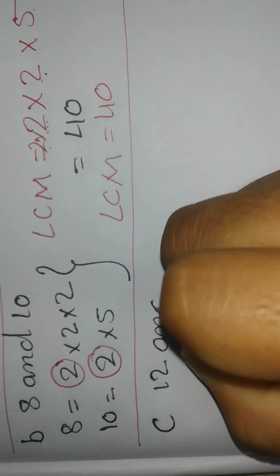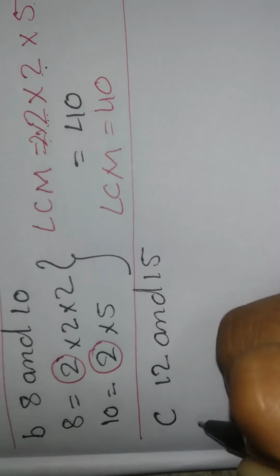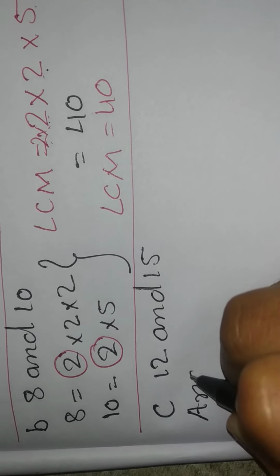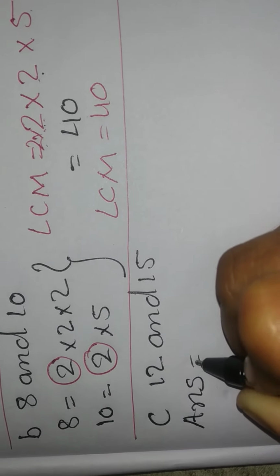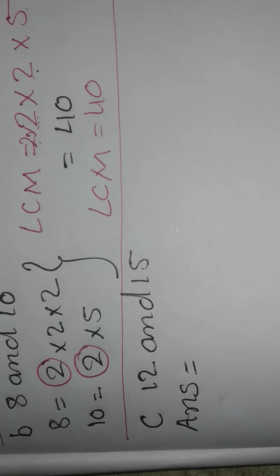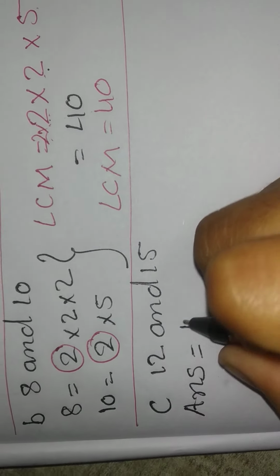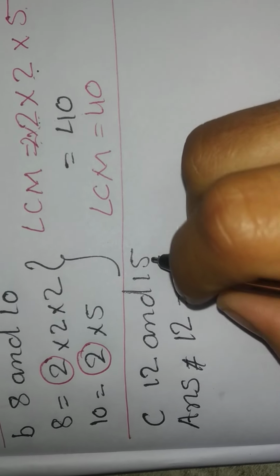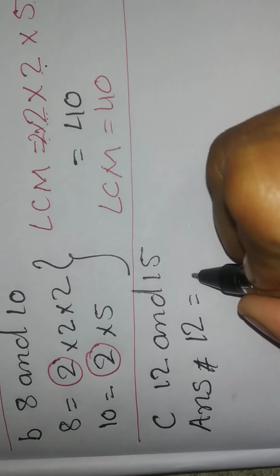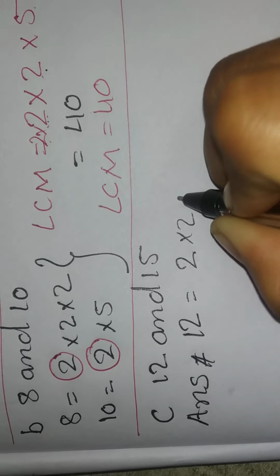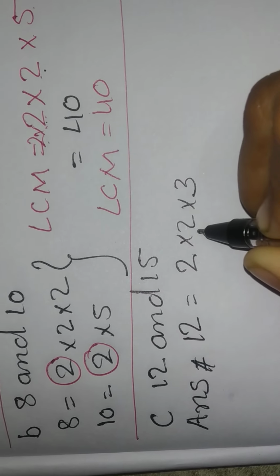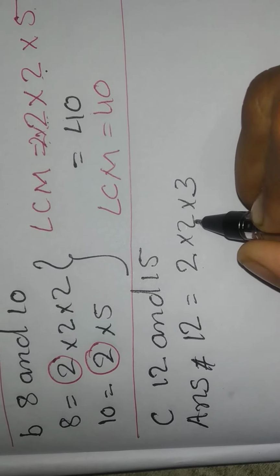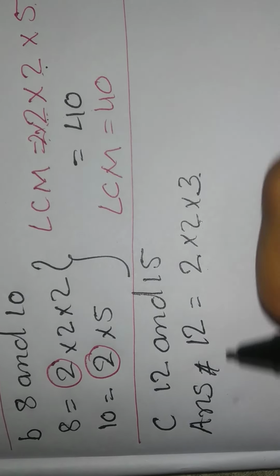12 and 15 is there. So we'll write here the answer. 12 is equal to 2 into 2 into 3. 2 2s are 4, 4 3s are 12.